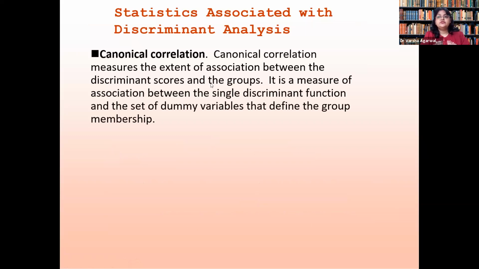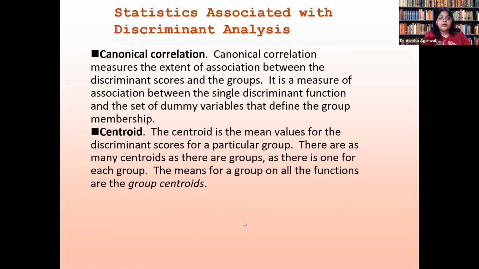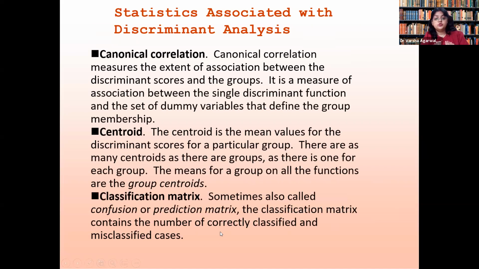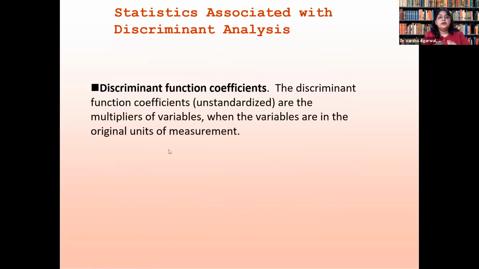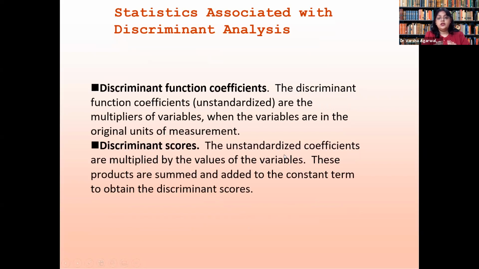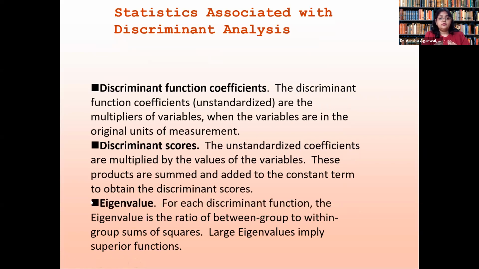These are certain terminologies which we need to know in discriminant analysis. Canonical correlation. This is the correlation between scores and groups. Then you have centroid. So it is the mean value of discriminant score for a particular group. And then you have classification matrix. It is also known as prediction matrix. So what are your independent variables, on what basis you are going to predict that a person is loyal or disloyal. Okay. Then you have discriminant function coefficients, all your weights or B values, the multipliers of your variables. Then discriminant scores, that is the value of your D. And then you have eigenvalue. So for each discriminant function, the eigenvalue is the ratio of between group to within group sum of squares. You do not need to calculate all this, automatically it will be generated in SPSS, but we should know the meaning. What is the meaning of each and every terminology?